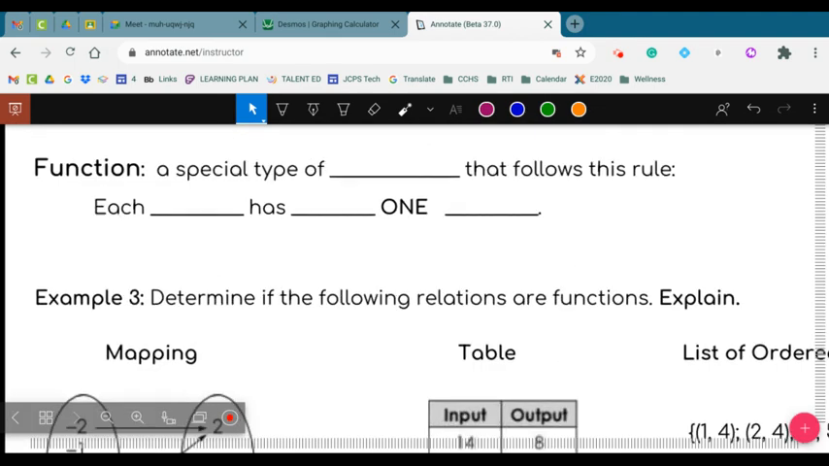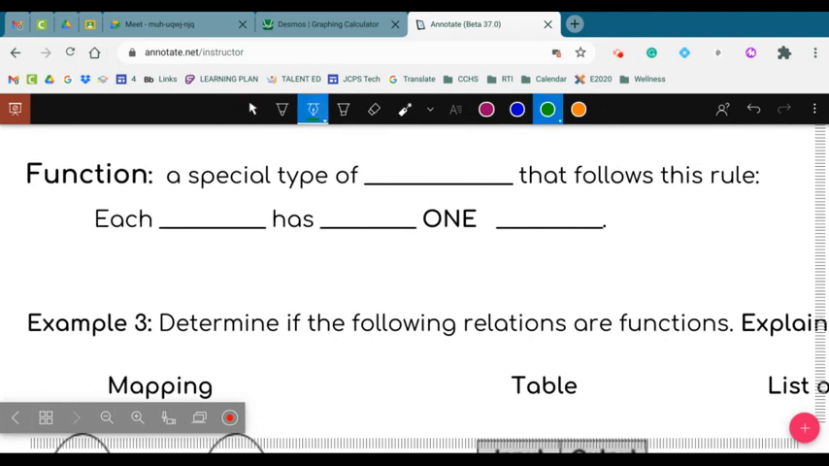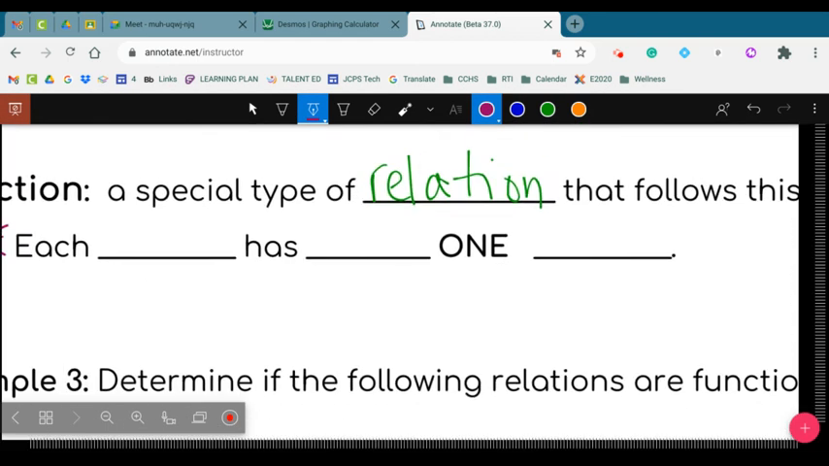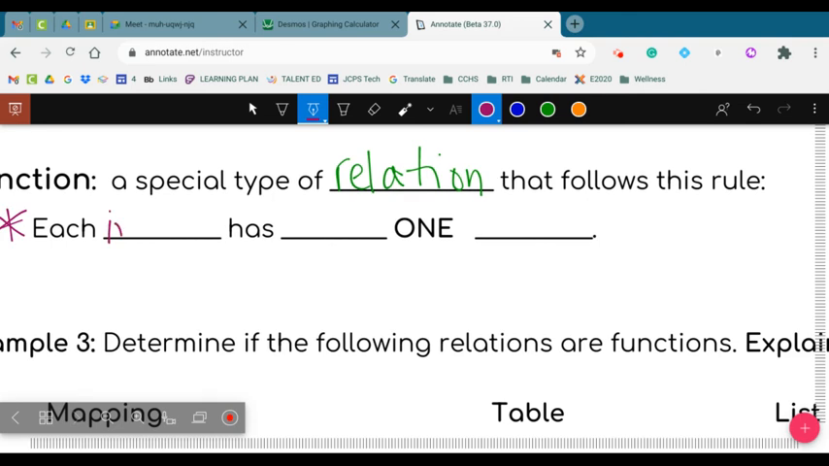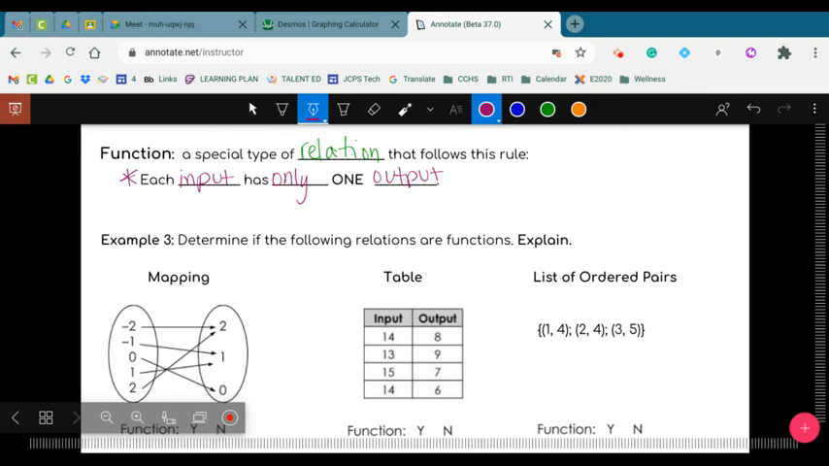Okay, so next we're going to talk about a function. A function is a special type of relation that follows the given rule. You're going to need to know this rule. It's going to be super important. You will have to write the definition. Each input has only one output. So it's going to be super important that you know that.